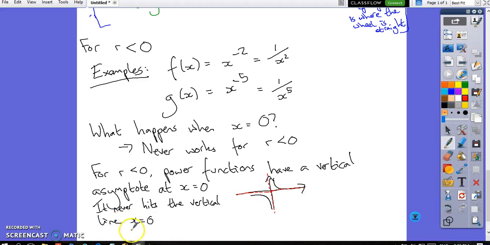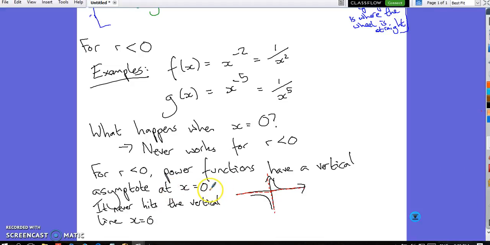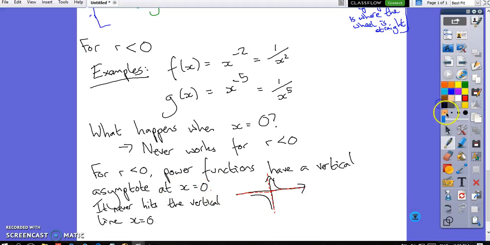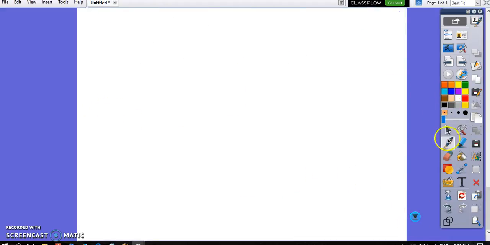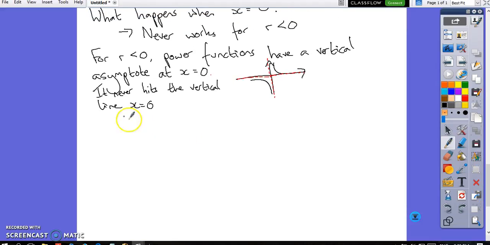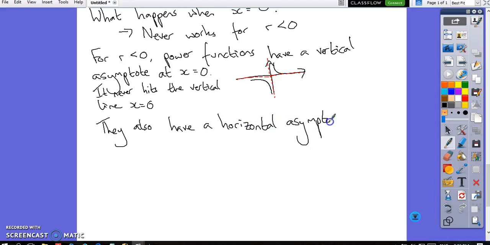So, they have a vertical asymptote at x is equal to 0. Oh, let's change back to black. They also have a horizontal asymptote at y is equal to 0, or written in a different way, f of x is equal to 0. And that should be clear as well.